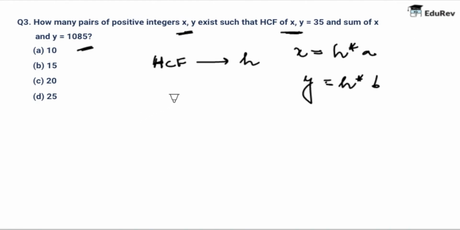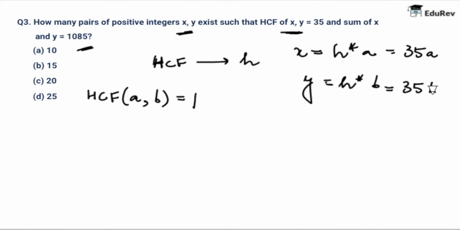Furthermore, note that HCF of a comma b has to be equal to 1. This is one of the most important properties, one that seems obvious when it is mentioned, but a property a number of people overlook. So we can write that x is 35a and y is 35b.